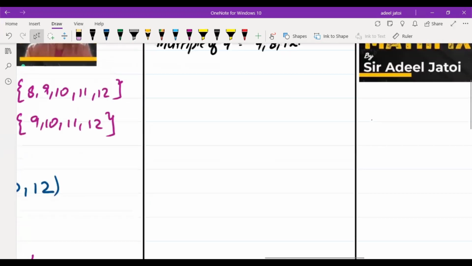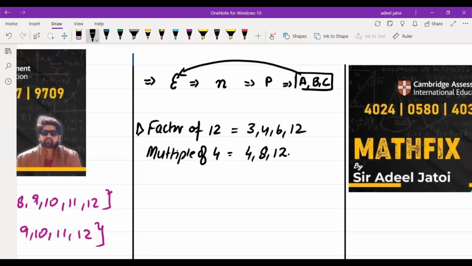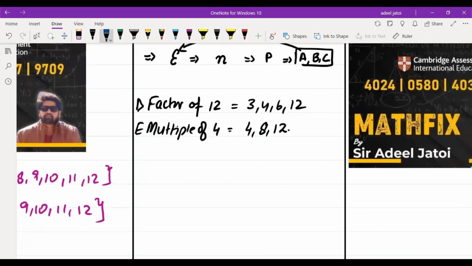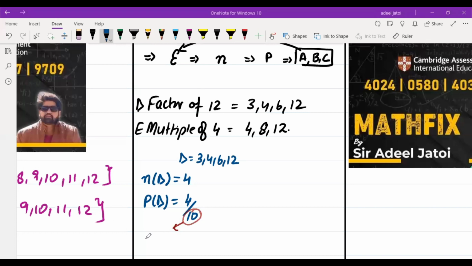I would represent them as set D and set E. So let's work on these two sets together. If I say ND, since D has 3, 4, 6, and 12, ND is 4, the number of elements in the set. If I say PD, PD will be 4 upon 10. And where did this 10 come from? 10 is the number of elements in the universal set.